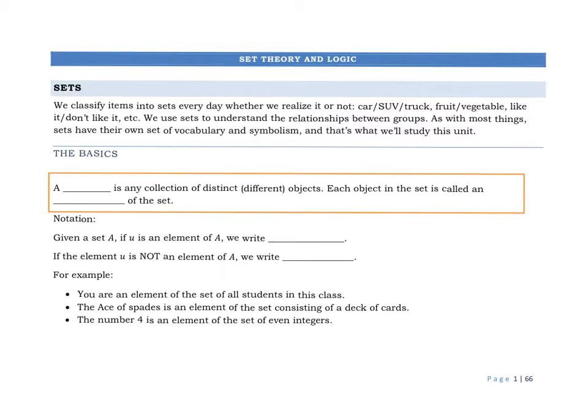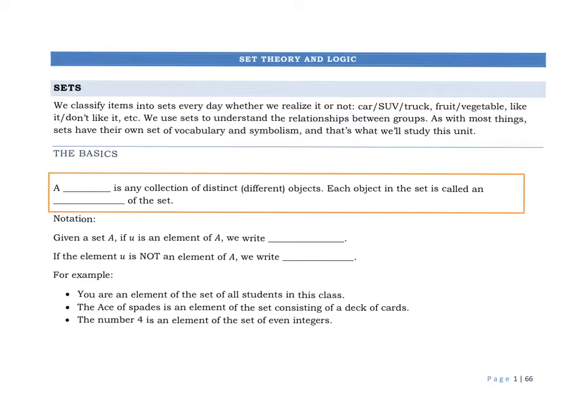So let's first talk about sets. We classify items into sets every day, whether we realize it or not. Like a car, SUV, truck. Is something a fruit or vegetable? Do we like something or don't like something? We could have other examples. We use sets to understand the relationships between groups. As with most things, sets have their own set of vocabulary and symbolism, and that's what we'll study this unit.